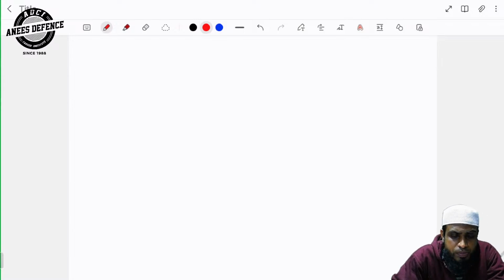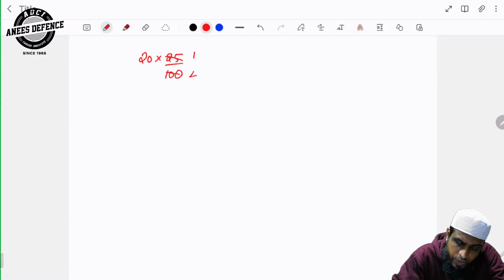So 20 rupees each, one with 25% profit, the second pen with the 25% loss. So 25% of 20, that is 20 by 4, which is 5. So one pen is sold at a rate of 25.